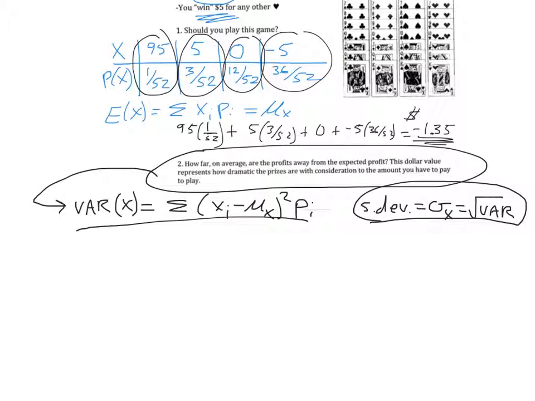Take each individual x, so let's start with the 95, take away the expected value, which was a negative $1.35, square it, and multiply it by its probability. Now we have to do that a total of 4 times, because we have to take each prize, take away the expected value, square it, and multiply it by its probability.